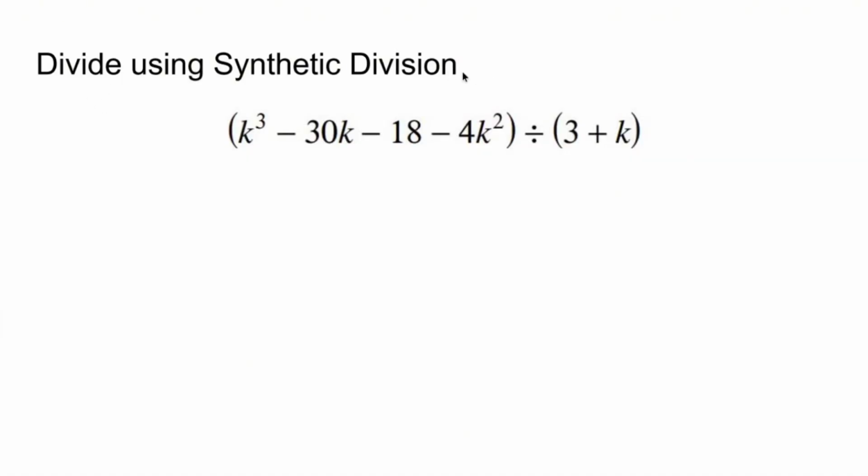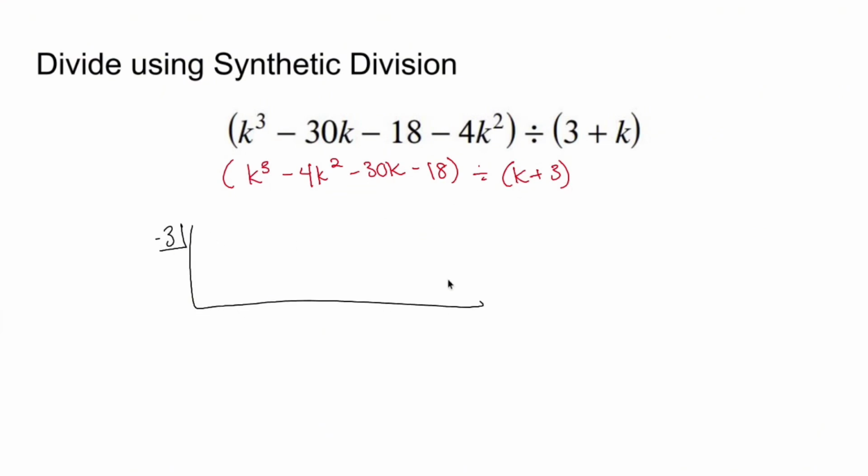Divide using synthetic division. Well, in order to do synthetic division, I have to put everything in order first. So I'm going to make this k to the third minus 4k squared minus 30k minus 18 divided by k plus 3. Everything's in order. Now to set up synthetic division, you're going to put the opposite root in here, so negative 3, and you're going to write out these coefficients in order. So your invisible 1, negative 4, negative 30, negative 18.